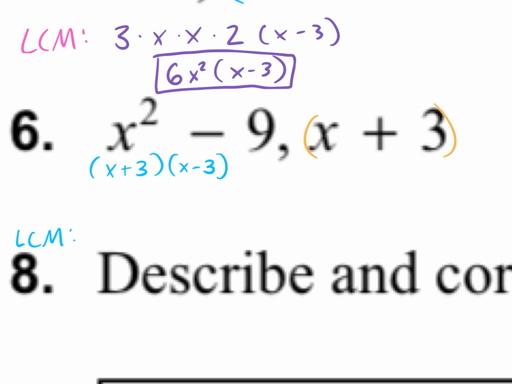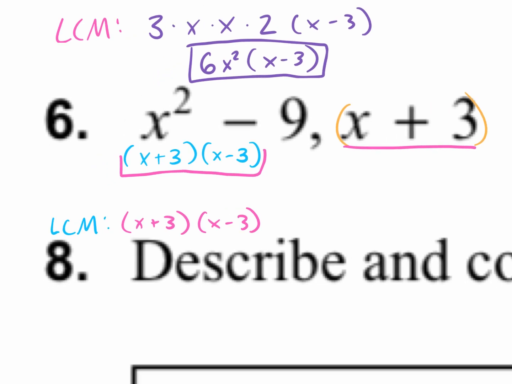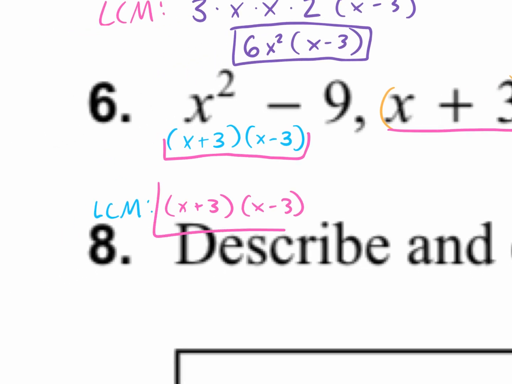So when we list our least common multiple or least common denominator, we start by listing everything from the first set. So we have x plus 3, x minus 3. And then from the second set, we need to make sure x plus 3 is on our list. Is it already on the list? So do I need to rewrite it? No. So our least common multiple would just be x plus 3, x minus 3.